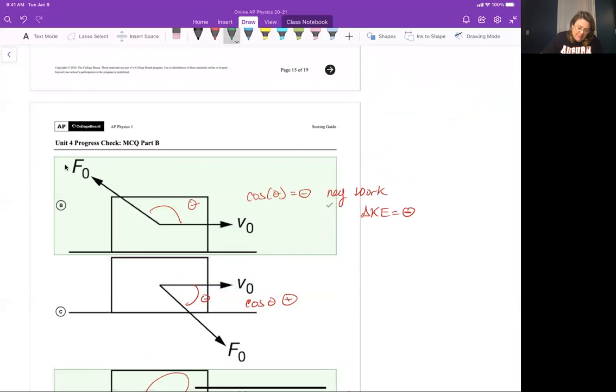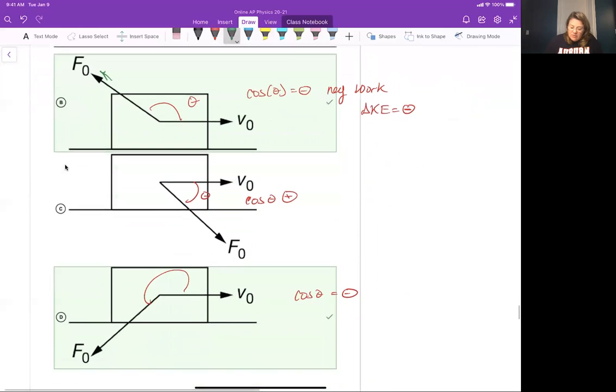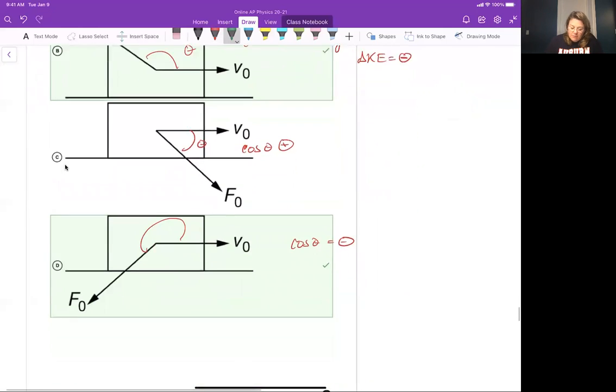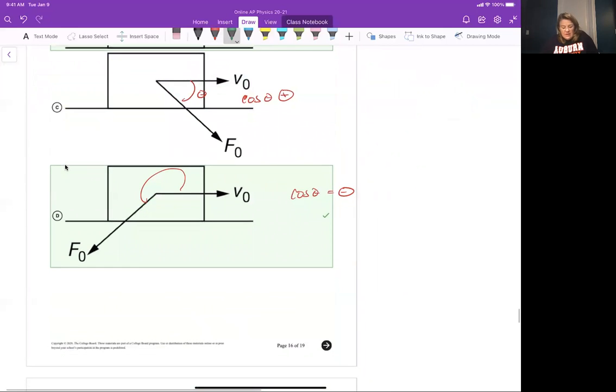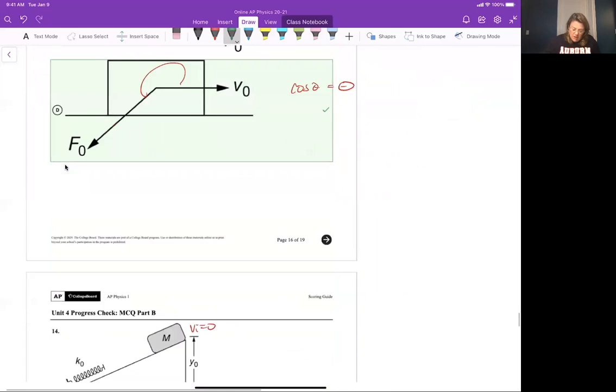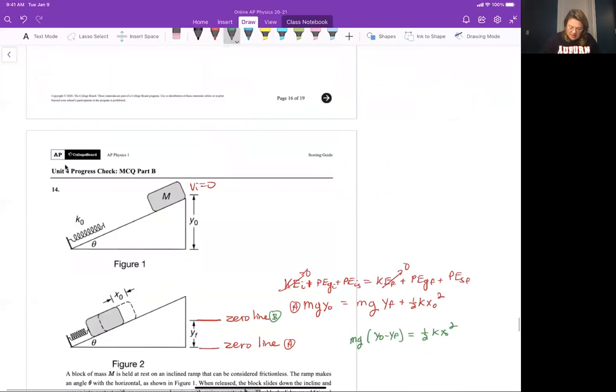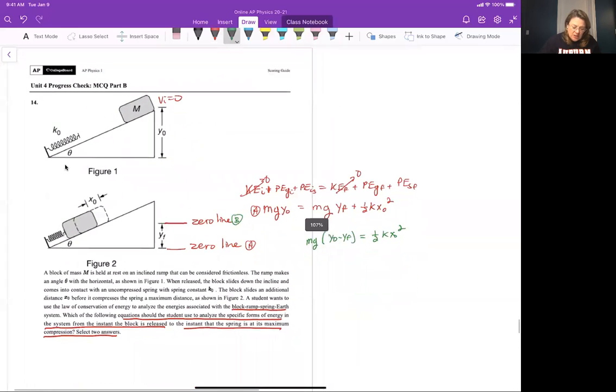Kind of makes sense because I'm pulling to the left while it's moving to the right. C, cosine theta is positive again. I'm doing positive work. D, that theta, no matter which theta you use, will be negative work. It will slow the object down. Excuse me. 14, two more to go, I think.